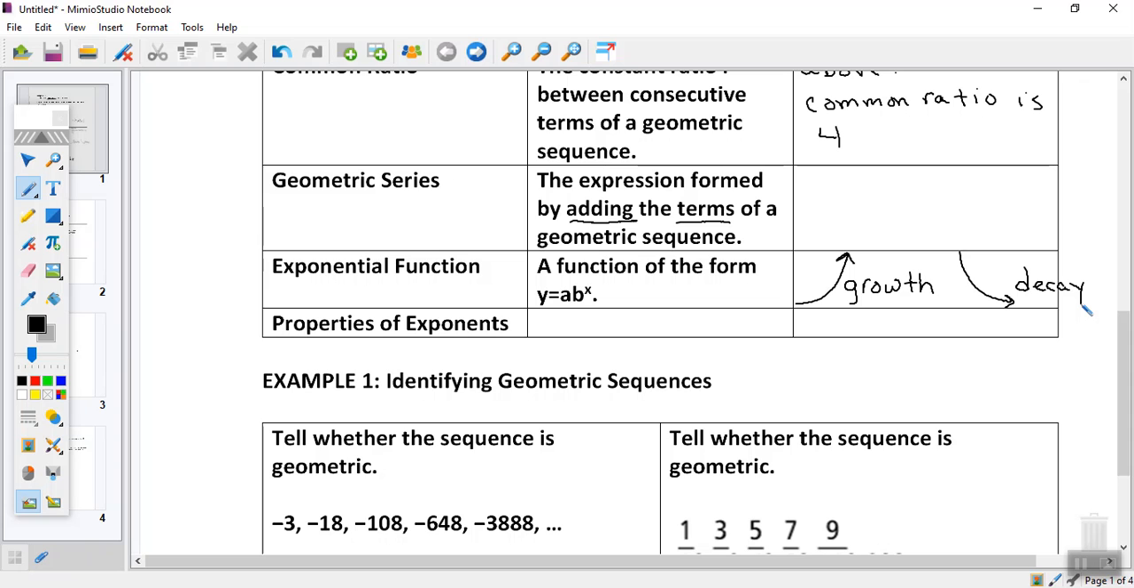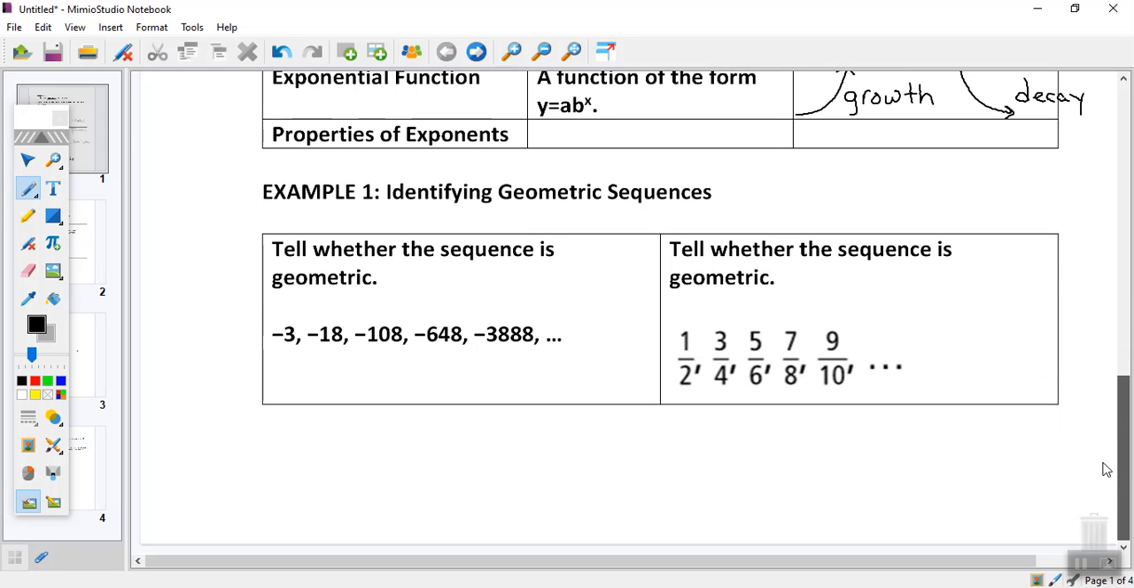Okay, here's how you do this, kids. First one and second one. Second one's going to be kind of tricky. First one right here, the way I would start is I would take negative 18 and divide it by negative 3. You're always dividing when you check, working from one term to the previous one.